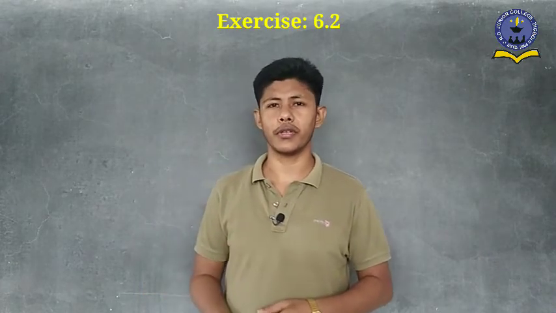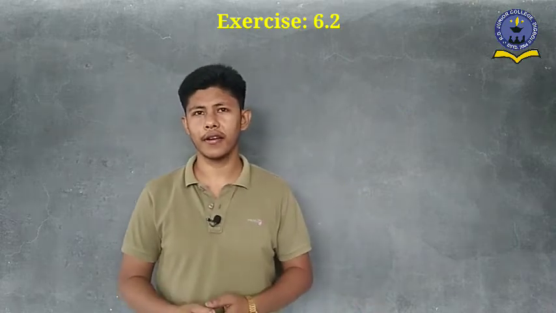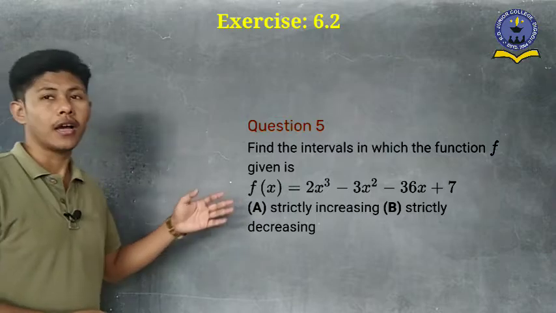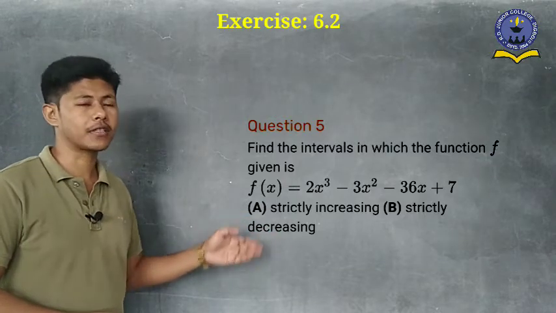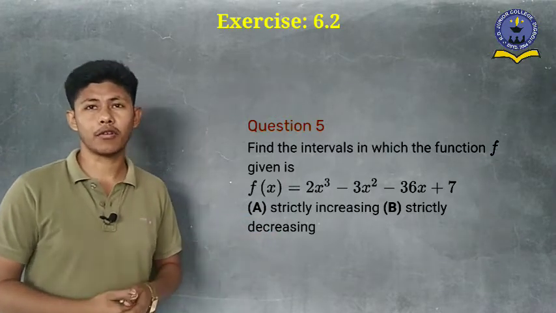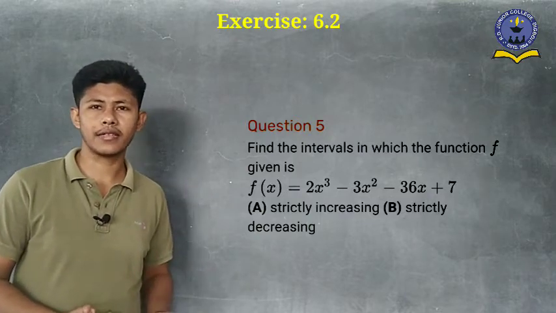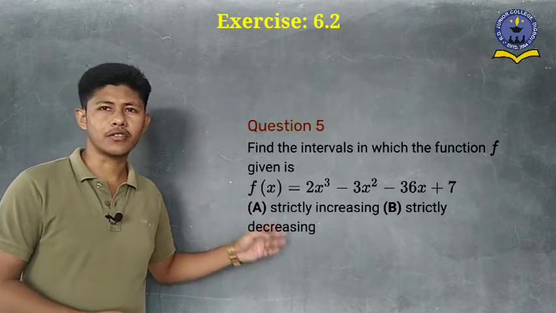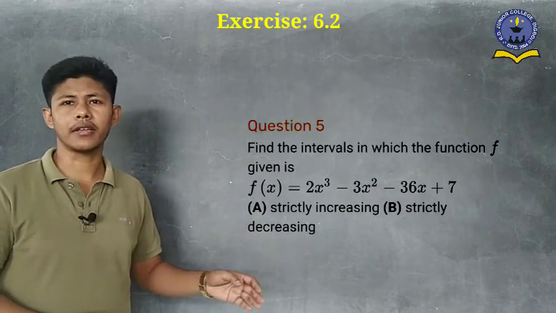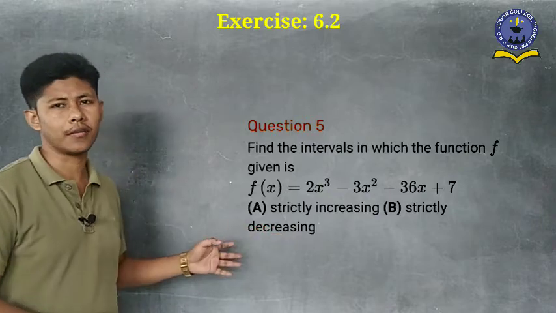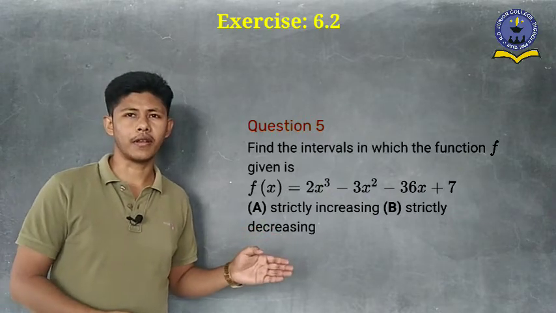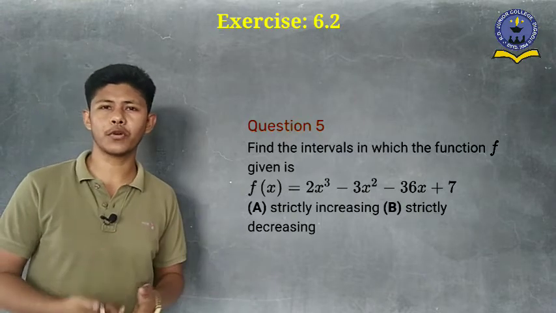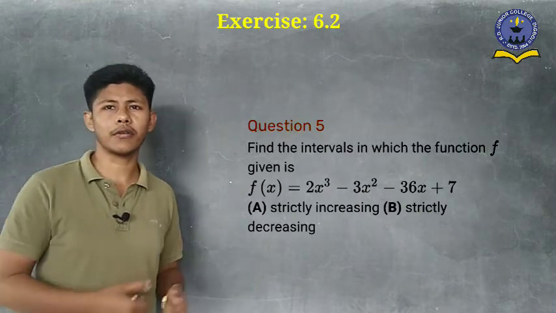So again, same question here, again we have to find out the interval. The function is given, and the question is given in this way. The function is f(x) = 2x³ − 3x² − 36x + 7, isn't it? And in this question what you have to find out is the interval in which it is strictly increasing and strictly decreasing. The process is the same, whatever we have done for question number 4, the same process we have to apply here. Now let's see how we can do this one.